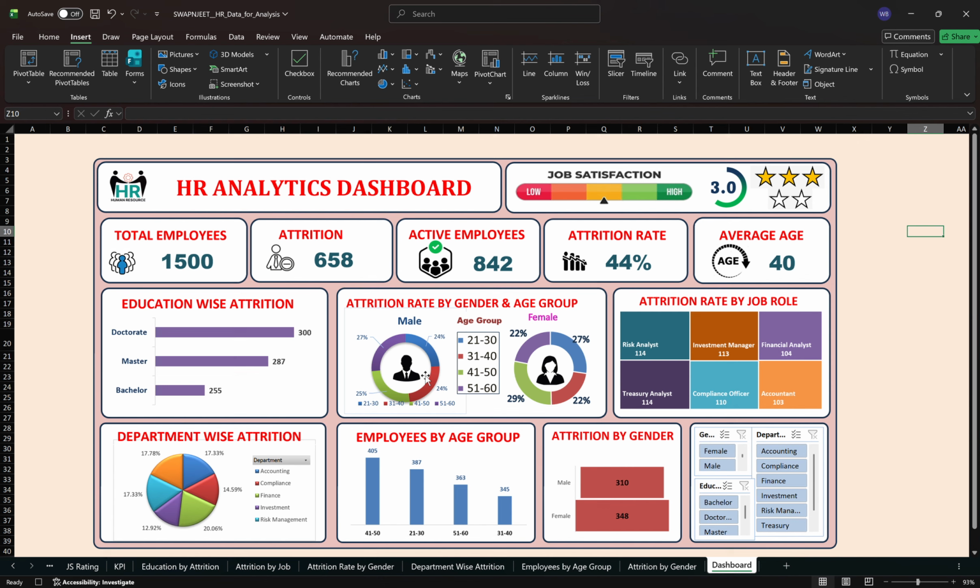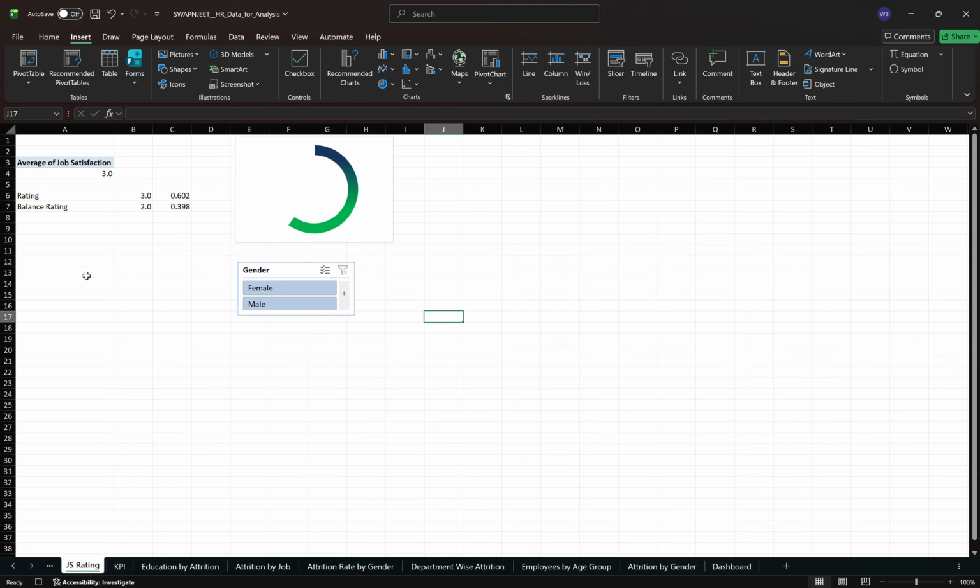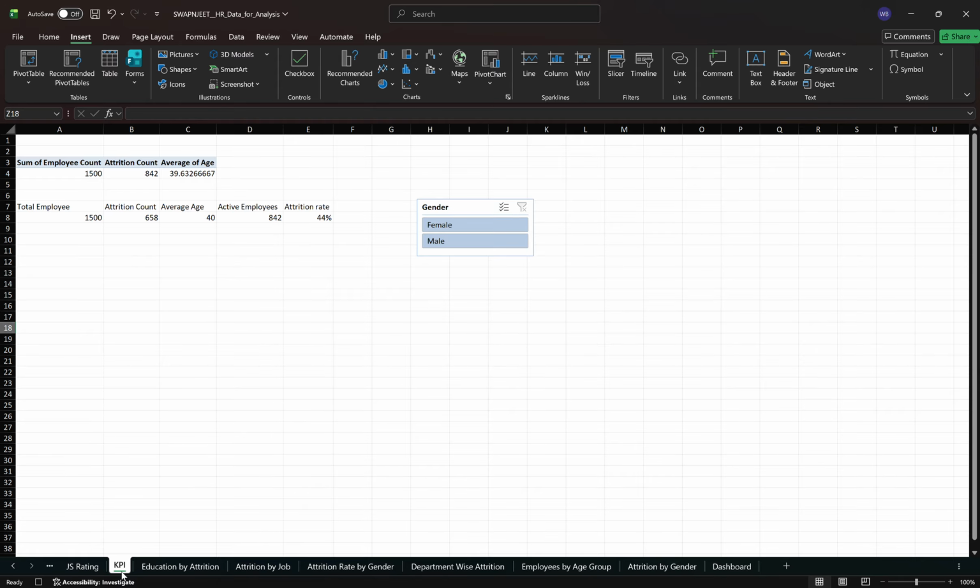So starting here, the dashboard brings together all the several key metrics that allow us to analyze the workforce in a unified and interactive way. Here we have incorporated the male to female gender ratio. After that, the KPI, which is the key performance indicators of the dashboard.